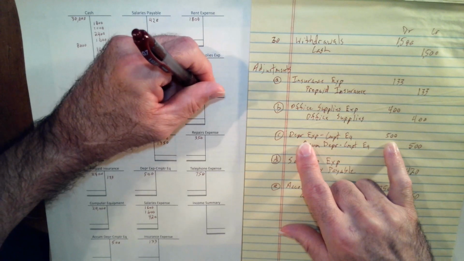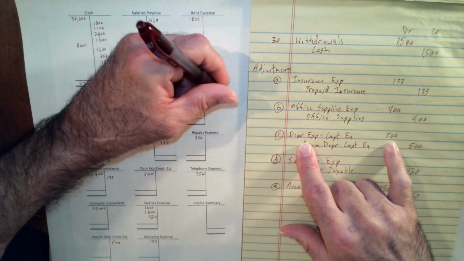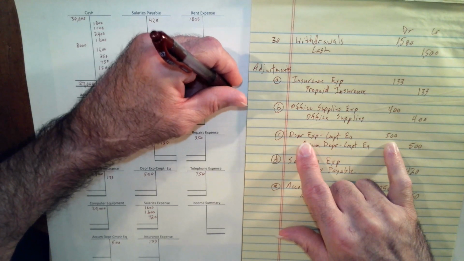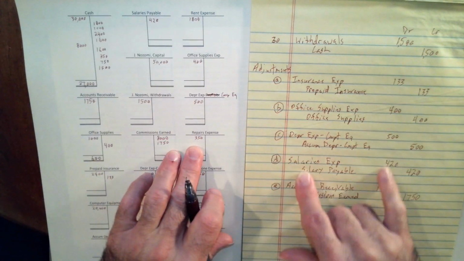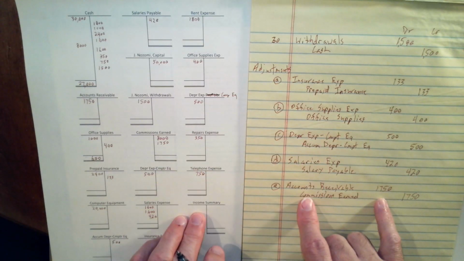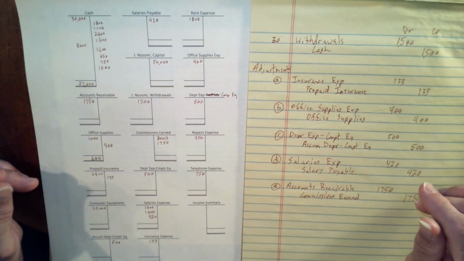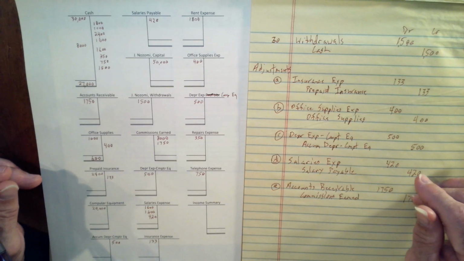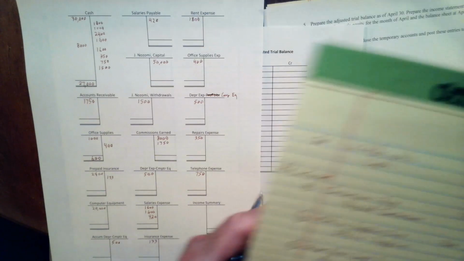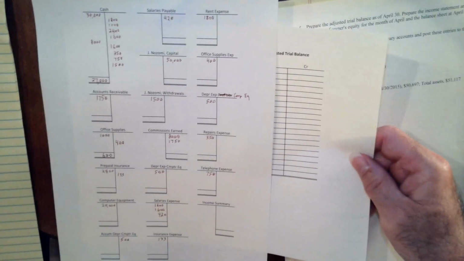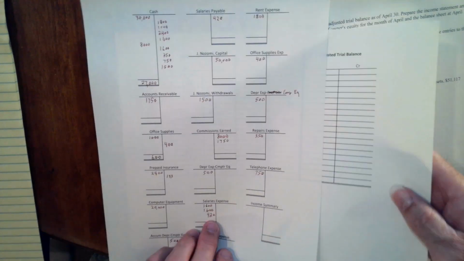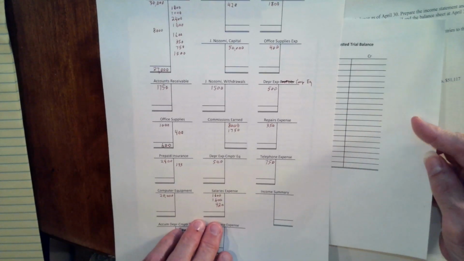Okay, forgot to change that one. That's computer equipment. Repairs expense, I didn't have any. Telephone, didn't have any. Alright, I'm done with this so far. Okay. From this point, I will then total up everything that I've got.